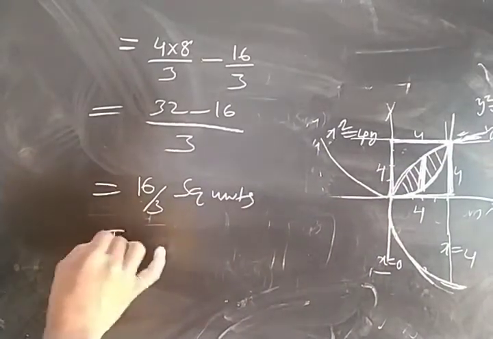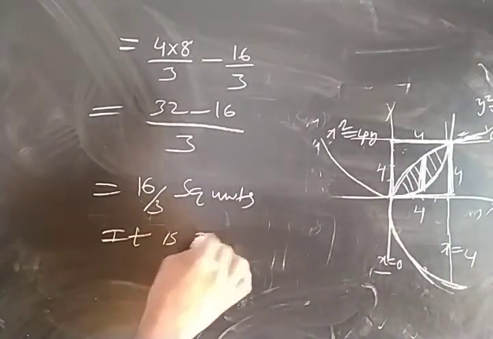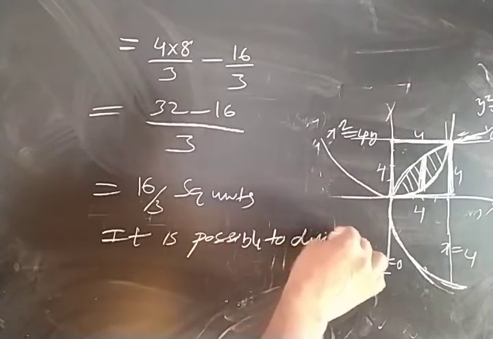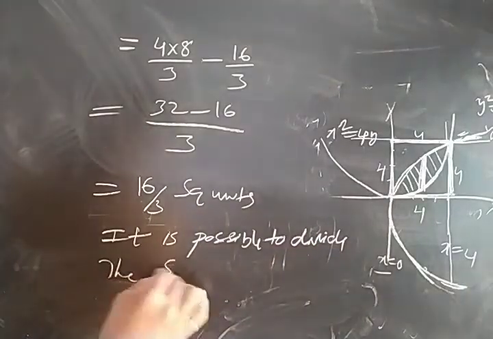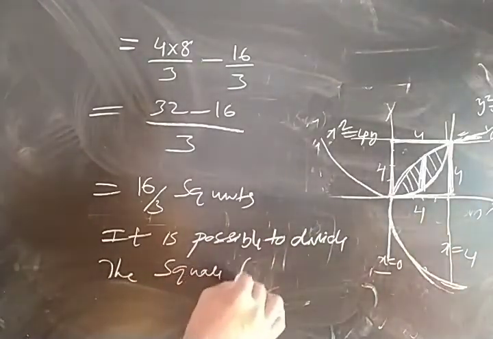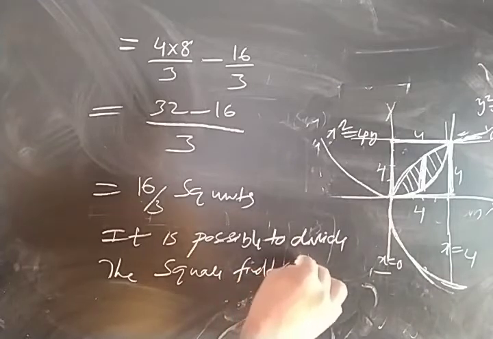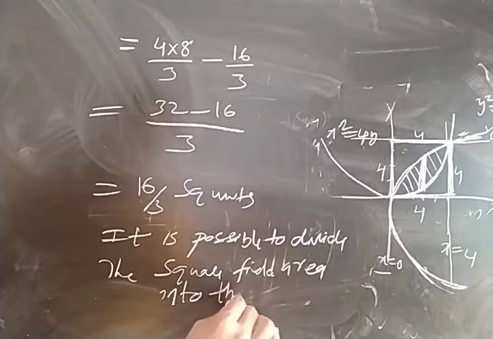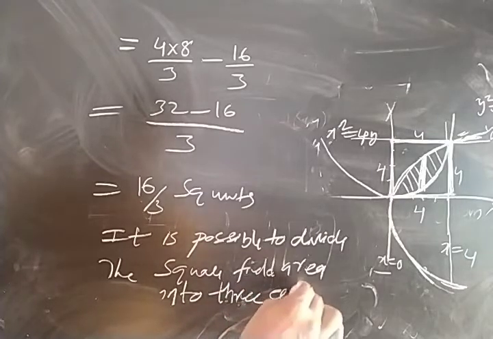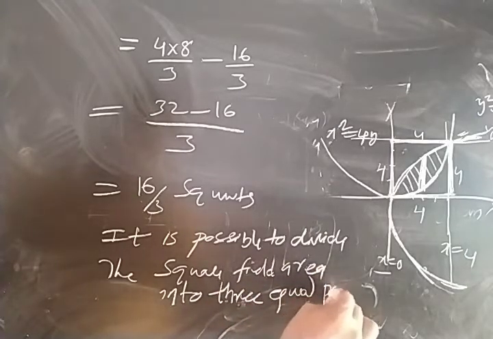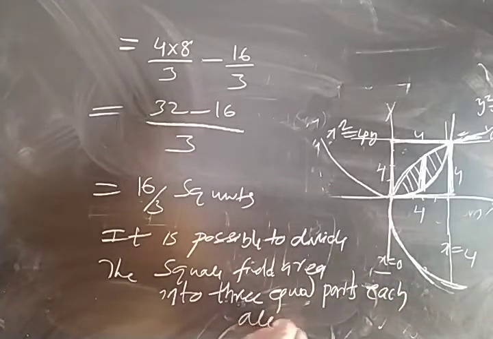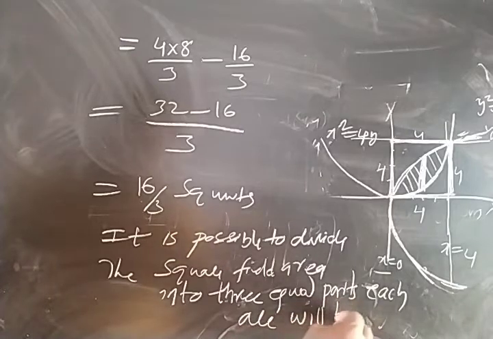So it is possible to divide the square field area into 3 equal parts. Each area will be 16 by 3 square units.